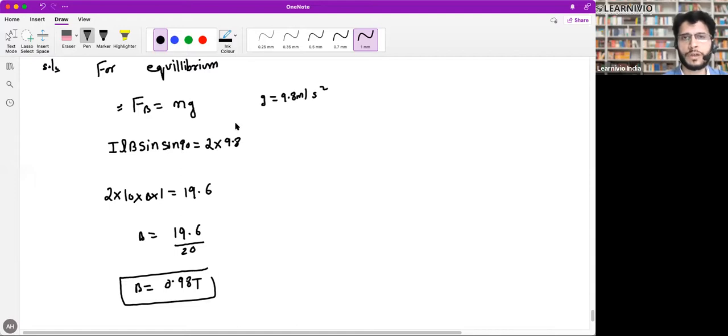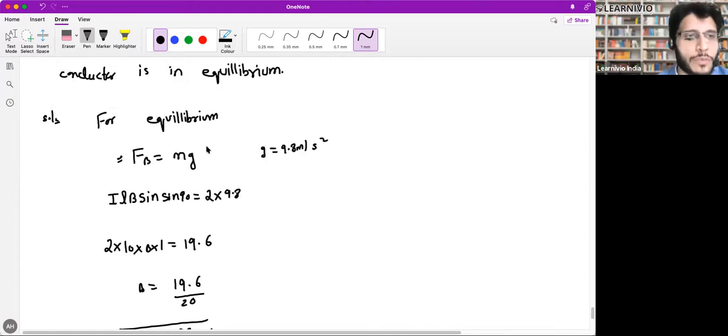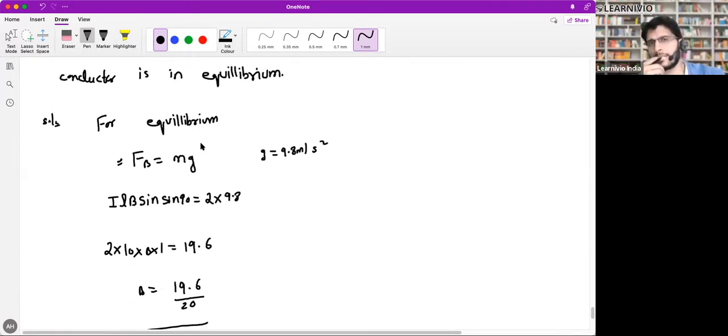Shall I continue? Abdullah, Ahmed? Yes, sir. So that was about the force on a current carrying conductor placed in a magnetic field. The next thing is, you can also calculate force between two parallel conductors.